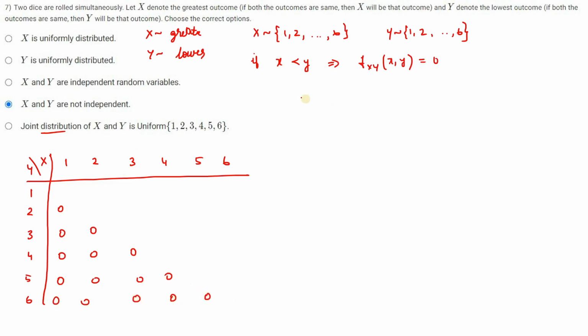Right, so now if x is equal to y, then what will happen? It means that both the lower and the upper cases are equal. It means that in both dice we'll get the same number. What is the probability of getting that? Let's say 1 comma 1 or 2 comma 2 or 3 comma 3, and all of that probability is 1 by 6 into 1 by 6, which is nothing but 1 by 36. So all the diagonal elements of this particular table will be 1 by 36.